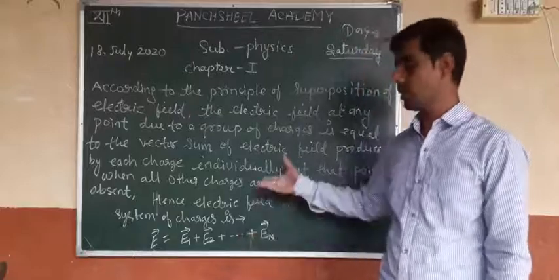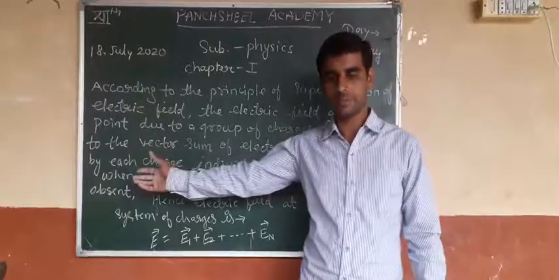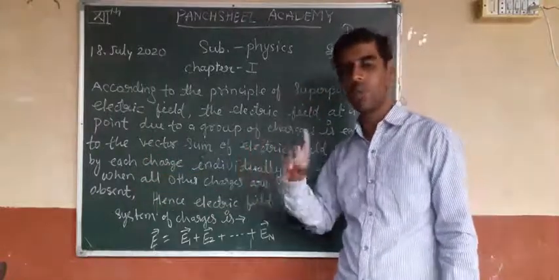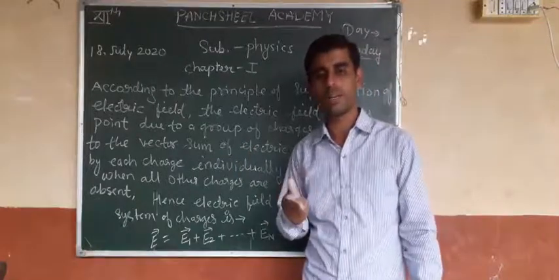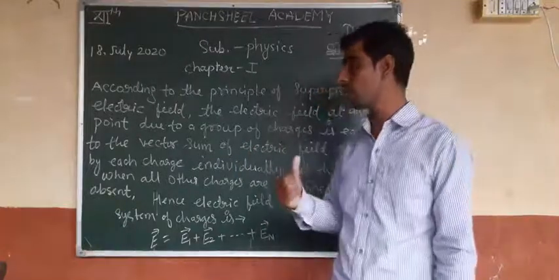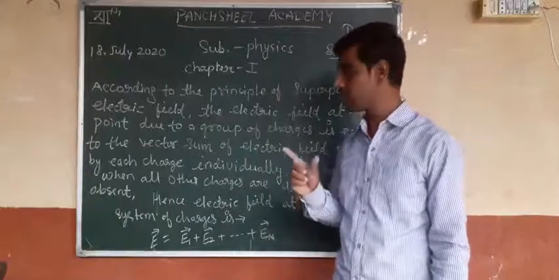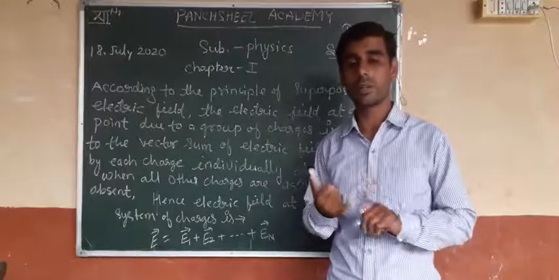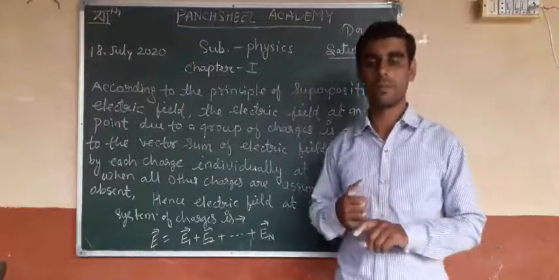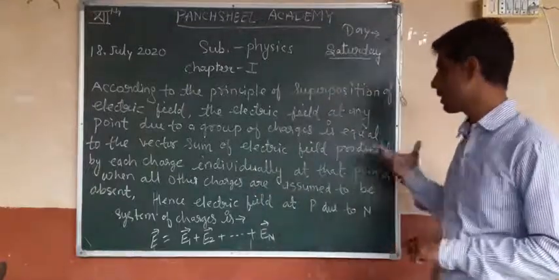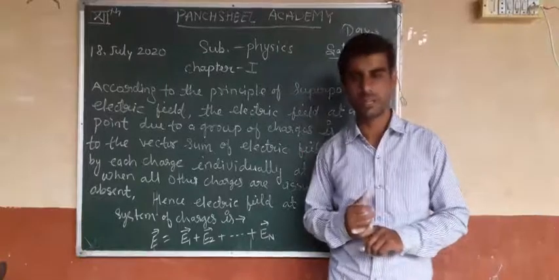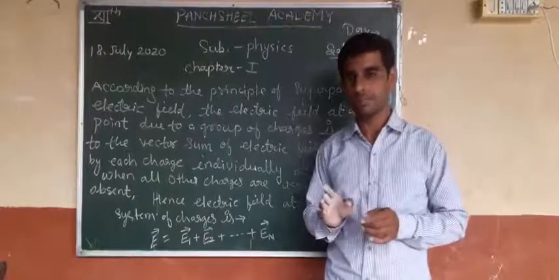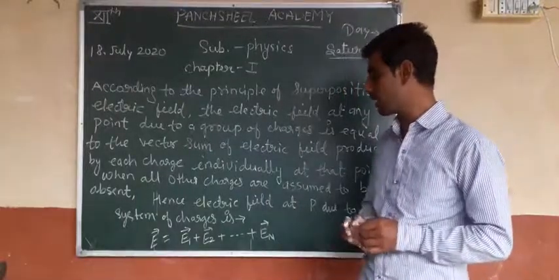Okay, and in our phasor diagram which we drew earlier, there are only two charges q1 and q2, so the value of resultant electric field E equal to E1 vector plus E2 vector. So this is the principle of superposition. If there are n number of charges, then the resultant electric field is the vector sum of all the electric fields produced by each charge, and the effect of other charges is not taken into consideration. Okay, so this is all about the electric field.